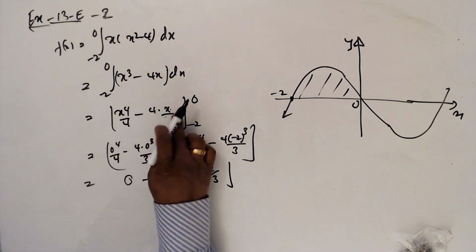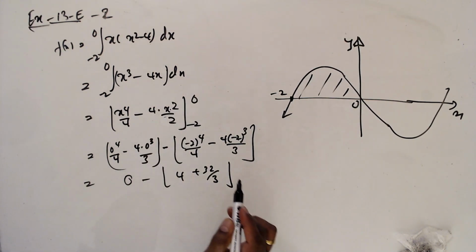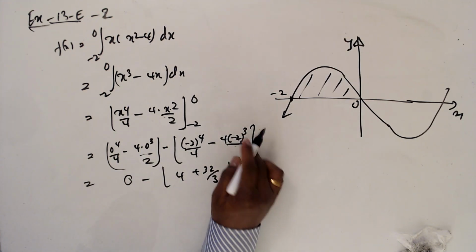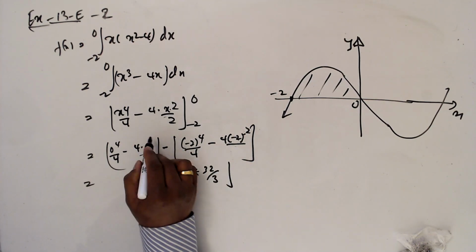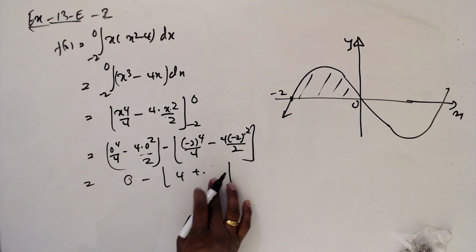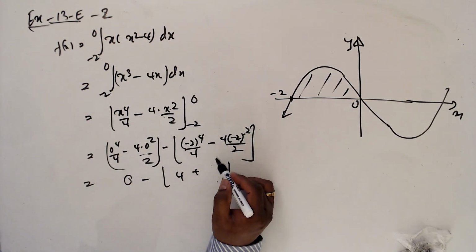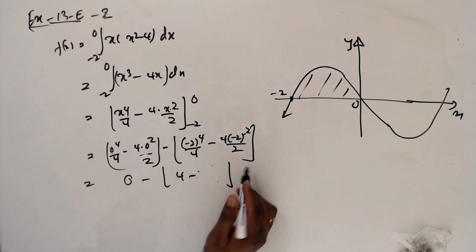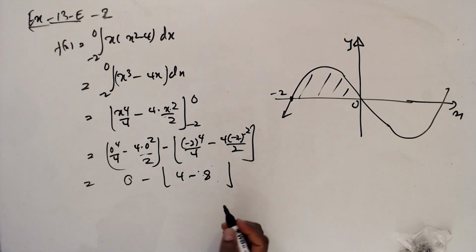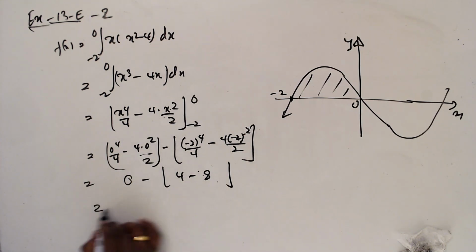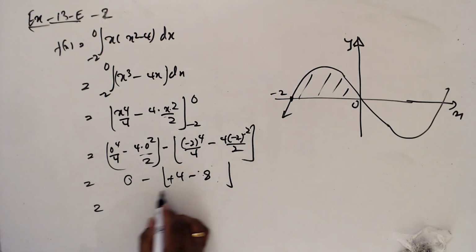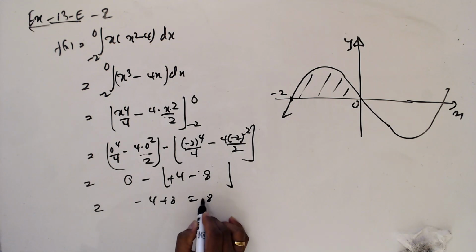I think there's x times 4 is 4x. So this is x square over 2. Then this is going to be 2. Oh, this is square 2. Then this value is going to be minus 8. So this is going to be plus 4. 4 minus 8, so I will take out minus 4 plus 8, answer is plus 4.